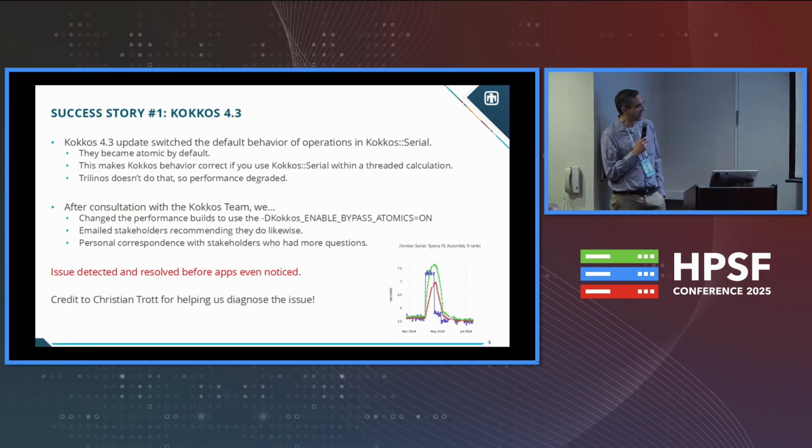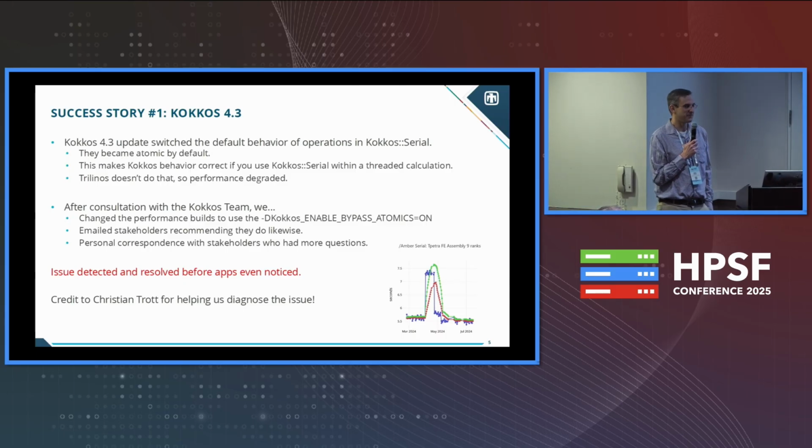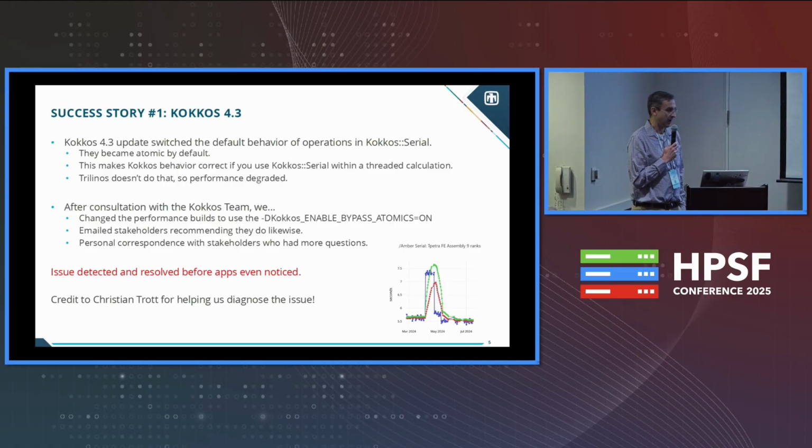So this is actually a success story of our performance monitoring system, and this has to do with Kokkos. If you saw Damien's briefing this morning, he talked about this. With Kokkos 4.3, they changed the default behavior of Kokkos Serial. Someone somewhere decided, hey, I want to use Kokkos Serial inside of a threaded region. I have no idea what possessed him to do this, but the Kokkos team, to my frustration, but probably quite rightly, decided we should make Kokkos safe rather than performant.